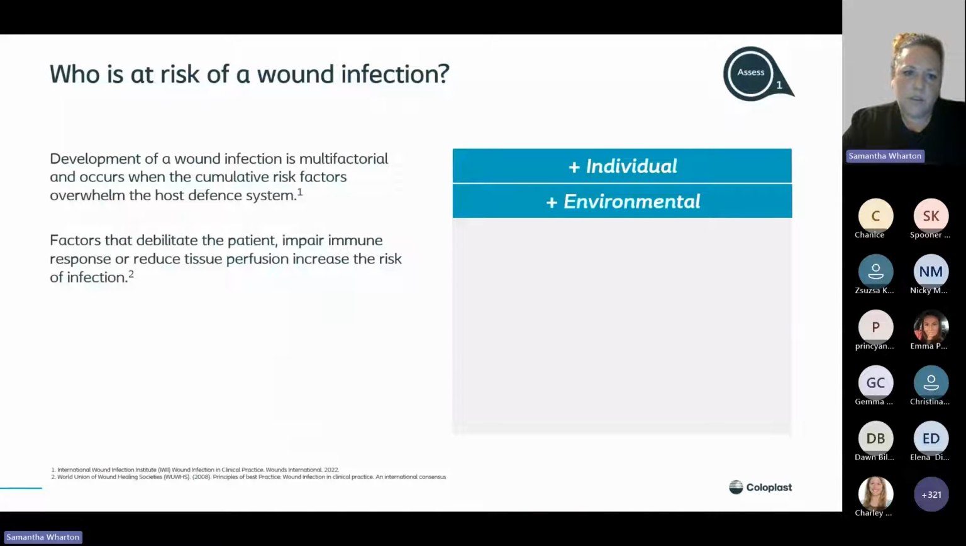So who's at risk of wound infection? So we know it's multifactorial, and it occurs when the cumulative risk factors overwhelm the patient.